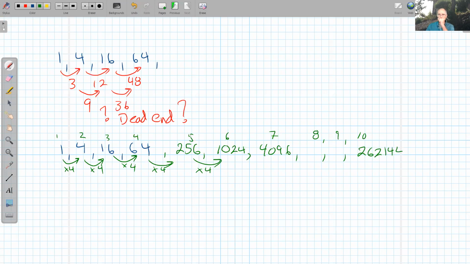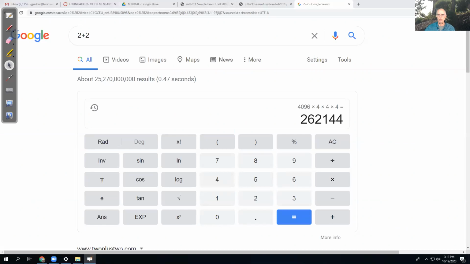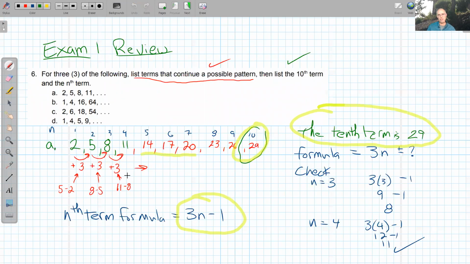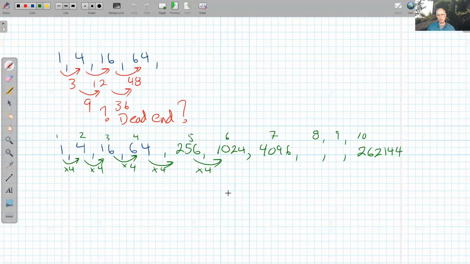262,144. Get that right. Always double check what you type and what you write. 262,144, yeah. All right, so next we go for a formula. Arithmetic or linear problems have a constant addition which leads to a multiplication. This is a constant multiplication which leads to an exponent.